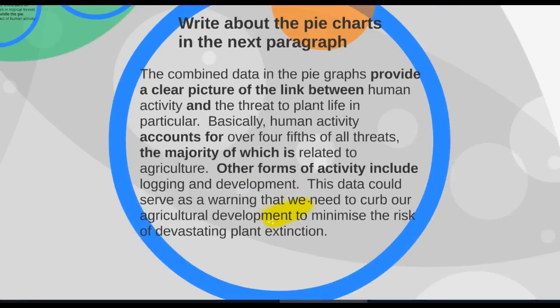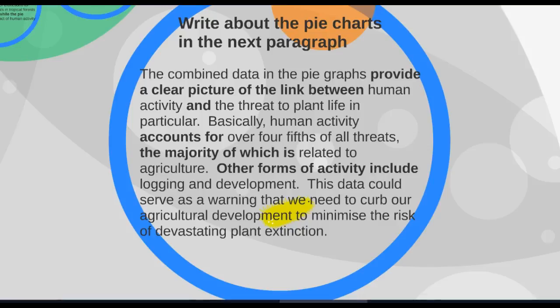Then write about the pie charts. The combined data in the pie graphs provide a clear picture of the link between human activity and the threat to plant life in particular. Basically, human activity accounts for over 4/5 of all threats, the majority of which is related to agriculture. Other forms of activity include logging and development.